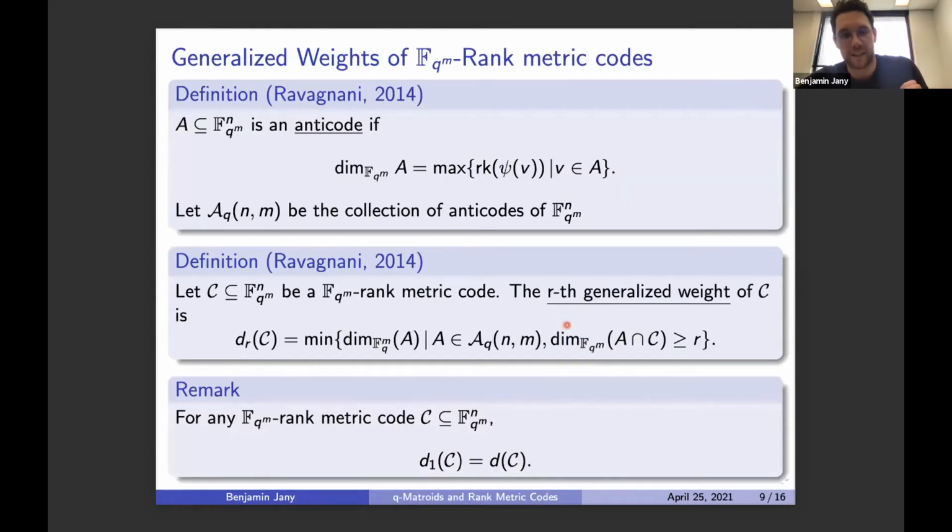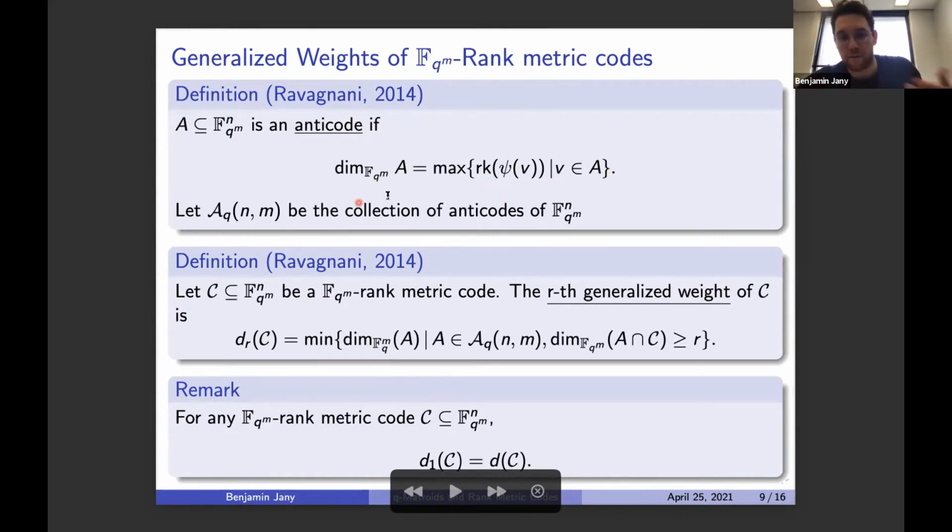Another invariant, which is slightly more complicated to define and to understand, but which has really useful applications, are those generalized weights. Okay, one way to define those generalized weights is in the following way. Ravagnani introduced this definition in 2014, and this definition uses this notion of anticode. An anticode is just a subspace A of F_q^m^n, where the dimension of that space A is equal to the maximum rank over all coordinate matrices of that space A.